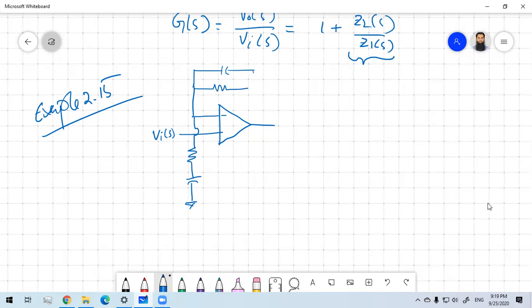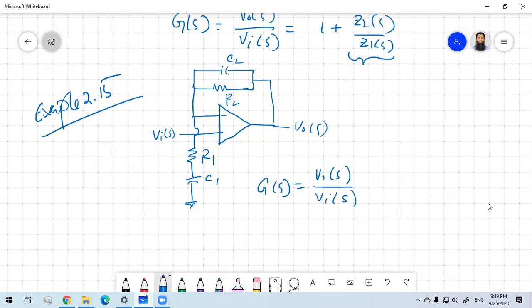Parallel feedback network, so that can go there. So visuals. This time you are not provided with any real values, rather they have given you R1, C1 and R2, C2. Your task is to figure out what should be the corresponding transfer function, that is G of S equal to V0S by VIS.